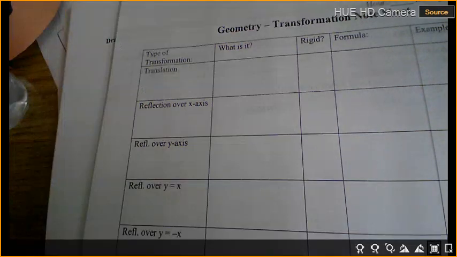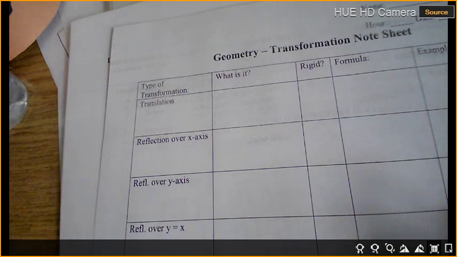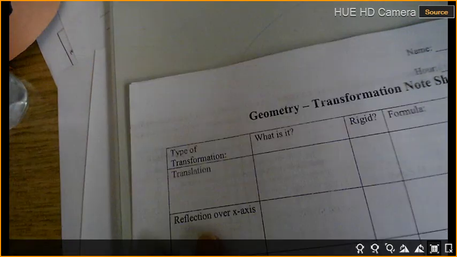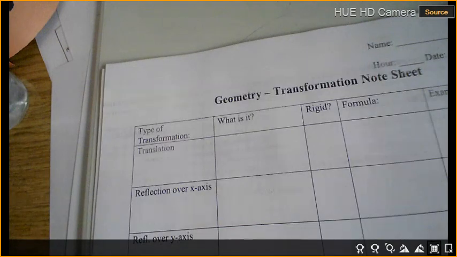So we're going to fill out this sheet, transformation notes, so it will make your lives easier for taking the quiz and doing the review and all that fun stuff. All right, who wants to describe, in your own words, what a translation is?